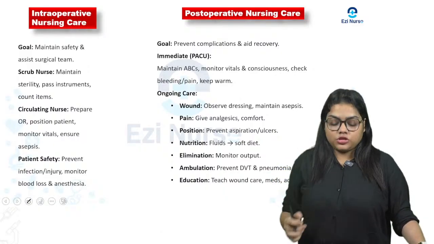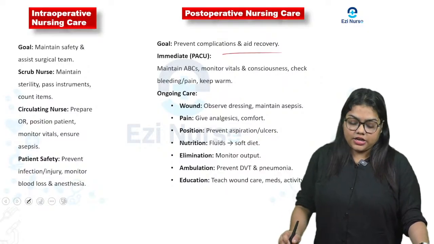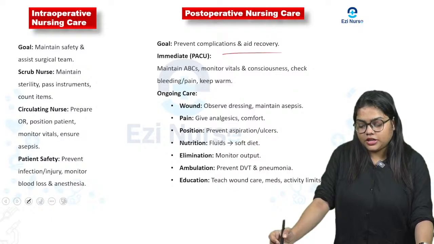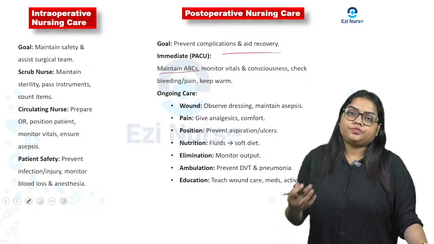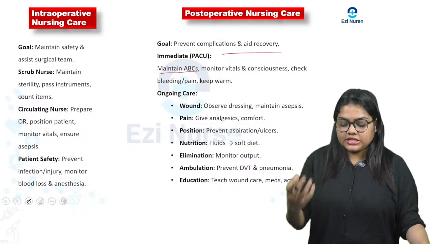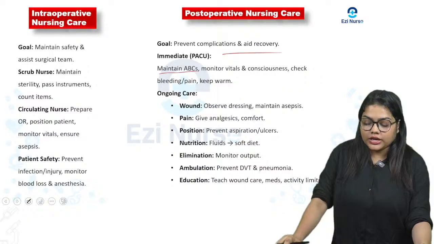after the post-surgery? The main goal is to prevent complications and aid recovery. The immediate post-operative nursing care, or PSU, why do we have to give it? To maintain the ABC, okay, monitor the vitals, consciousness, check the bleeding, pain and keep the patient warm. What is the ongoing care?